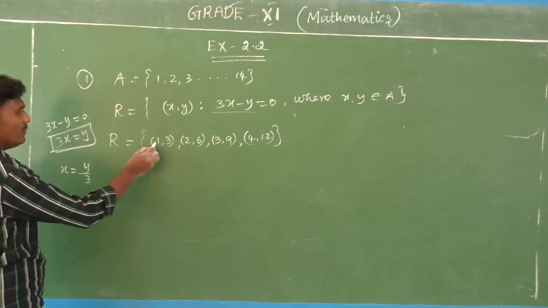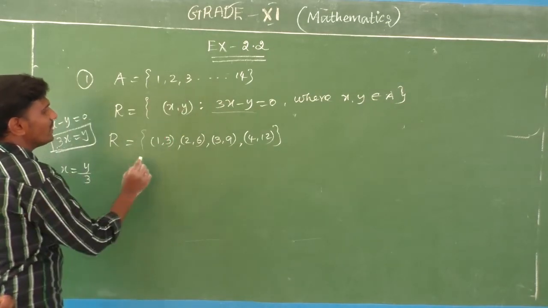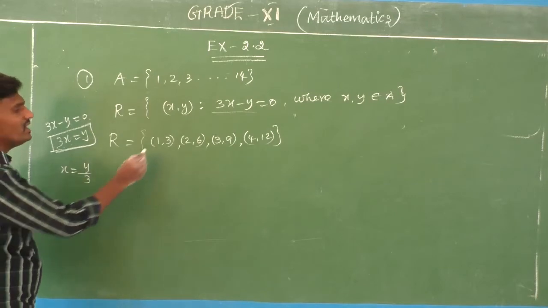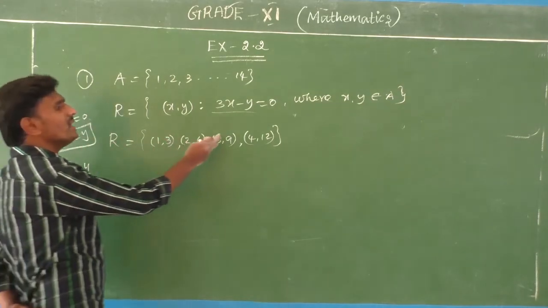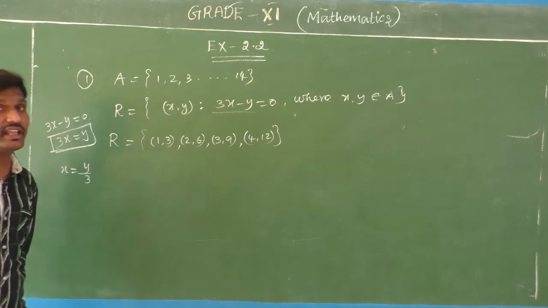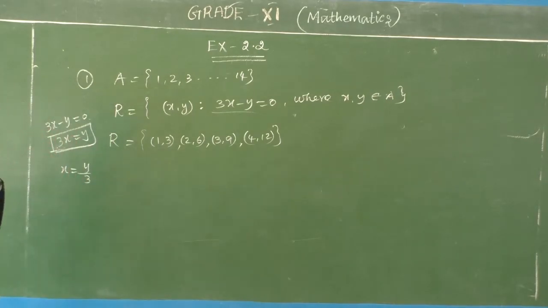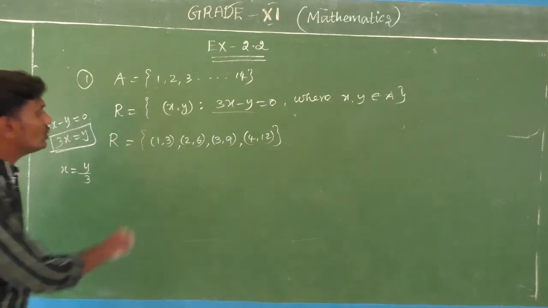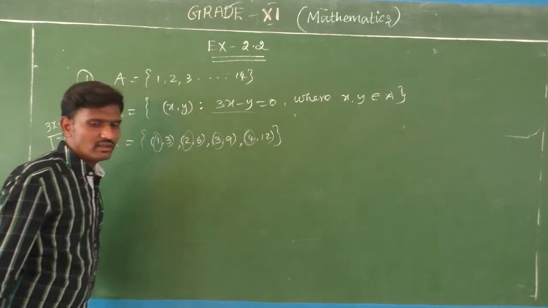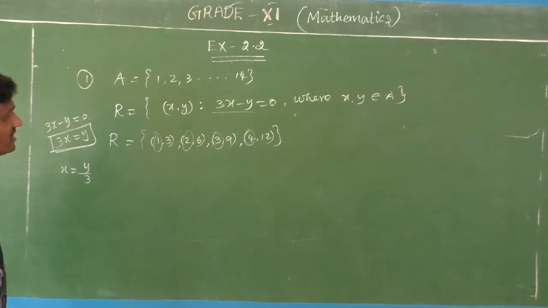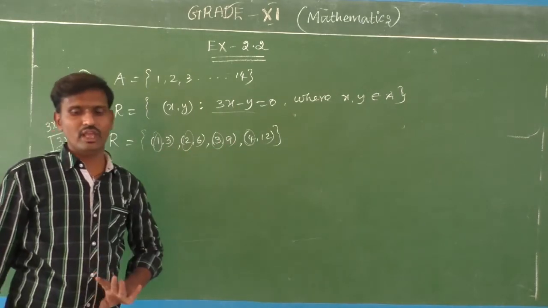Now see, if I am taking 3, then 3 by 3 equal to 1, which means (1, 3). If I am taking 6, then 6 divided by 3 is 2. If I am taking 9, then 9 divided by 3 equal to 3. So like that we have to frame. Now what is your domain? The first set elements 1, 2, 3, 4 are your domain. And what is the range? 3, 6, 9, 12. Have you got it, children?